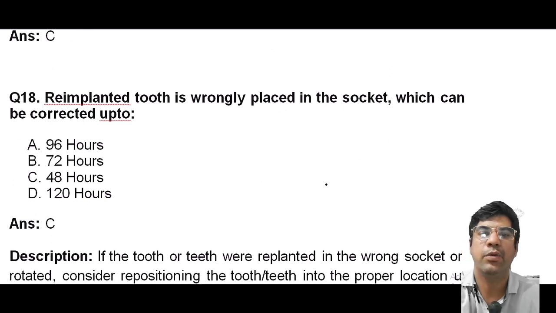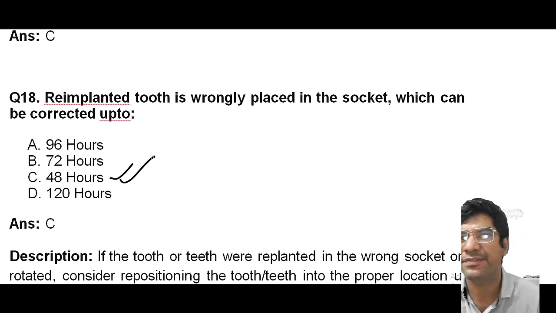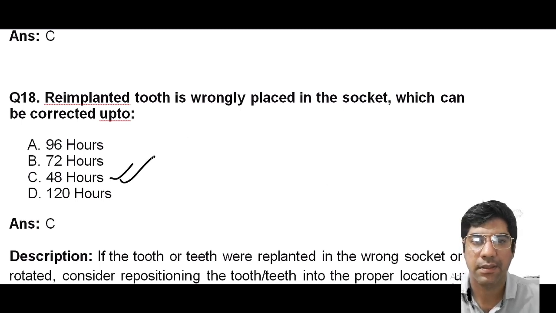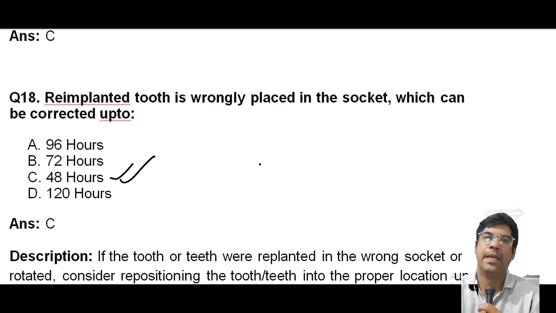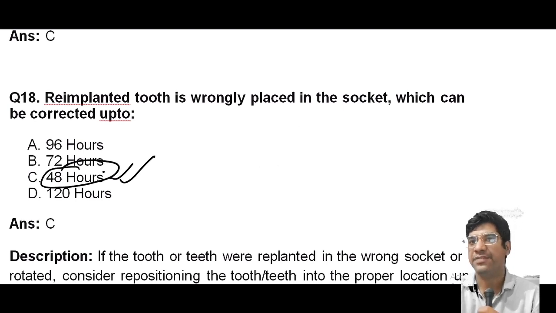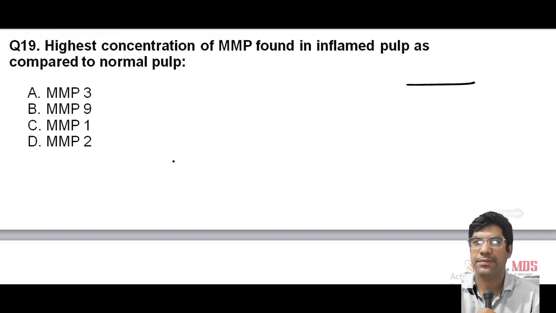The re-implanted tooth is wrongly placed in the socket. That can be corrected up to, the answer is 48 hours. So after a traumatic incident where a tooth is re-implanted but placed incorrectly, there is a limited window of time during which the correction can be made. This time frame is usually 48 hours.